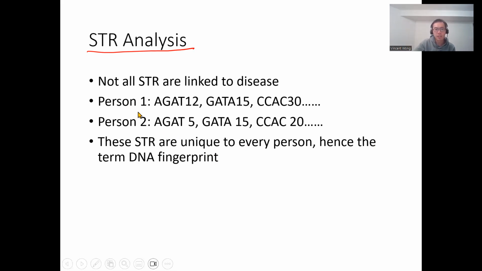So for person one, they might have like an AGAT repeated 12 times. Someone else might be repeated 5 times. For some locations, it could be the same. Okay, that's why we don't just look at 2 STRs or 3 STRs. We look at as many STRs as we have discovered, and we compare all of it. All right. So I'll come back to this concept later.